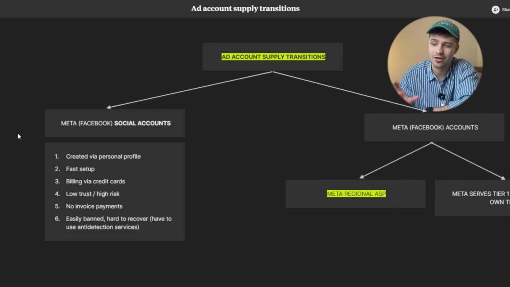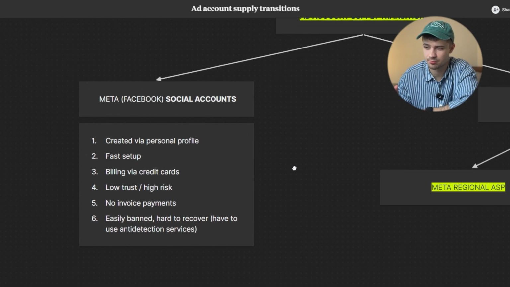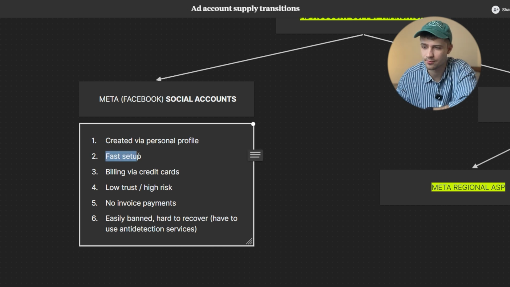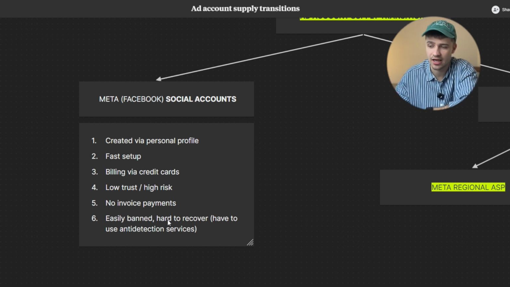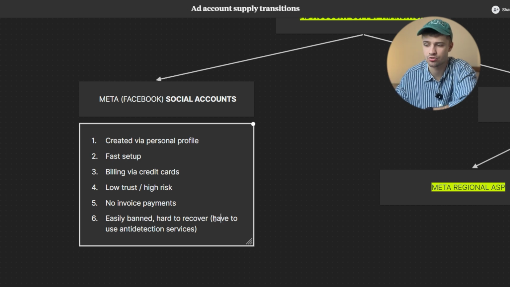Social accounts are regular ad accounts created via personal profiles. Here's how they work. You buy or create a Facebook profile, set up a business manager, add a card, and launch your ads. Pretty straightforward and simple, but here's the risk. These accounts have low trust by default. They have no invoice payments, only cards. Once it's banned, you can't recover the business manager. You just create a new one.